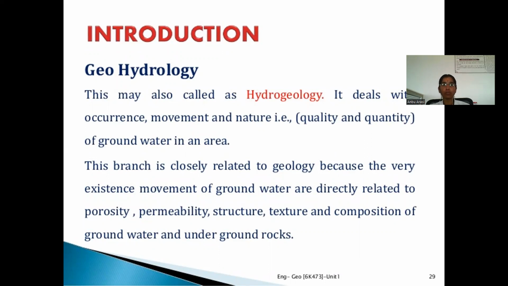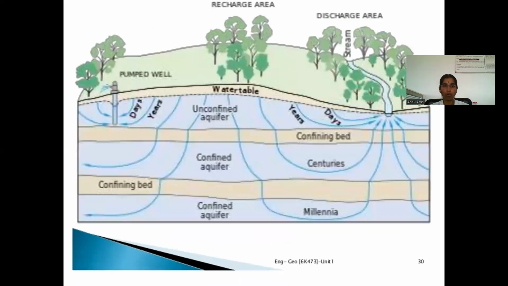Geohydrology may also be called hydrogeology. It deals with the occurrence, movement, and nature of groundwater in an area. This branch is closely related to geology because the very existence and movement of groundwater are directly related to the porosity, permeability, structure, texture, and composition of underground rocks.